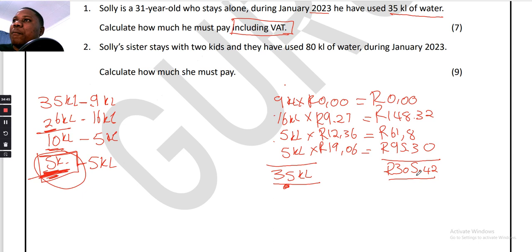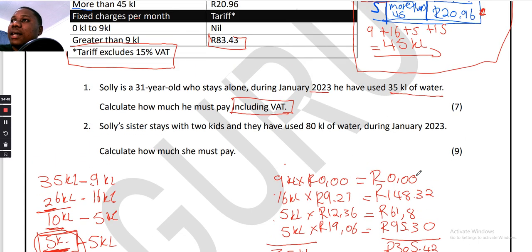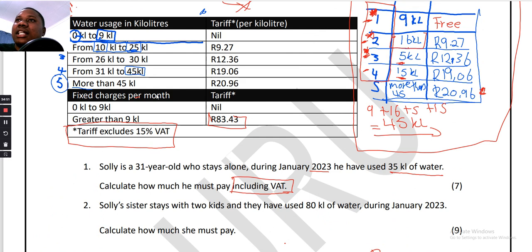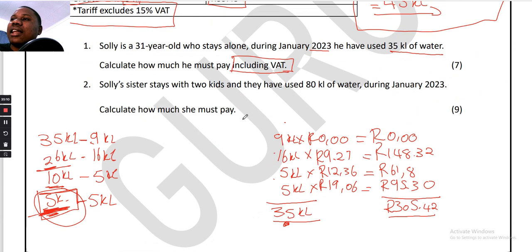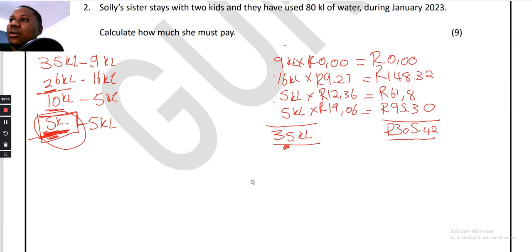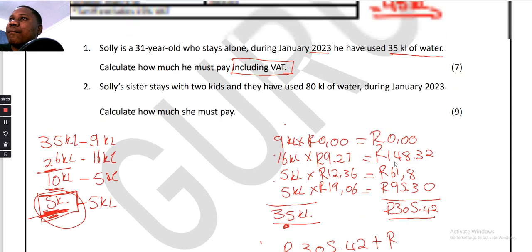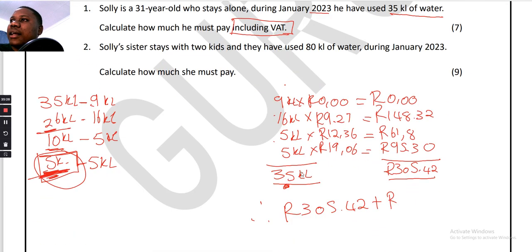Okay, so is this what Soli is going to pay? Remember the fixed charges per month. Did Soli use only 9 kiloliters for the whole month? No. Did Soli use more than 9 kiloliters? Yes. So how much will Soli pay? Soli will now be added with 83 rand 43 cent. Meaning that Soli is now going to be charged 305.42 plus 83.43.